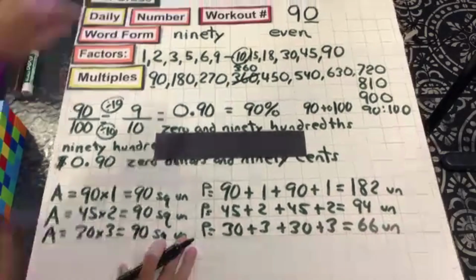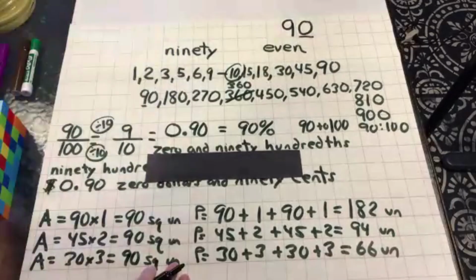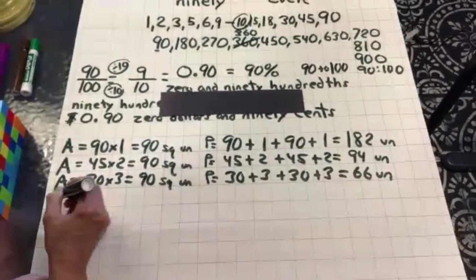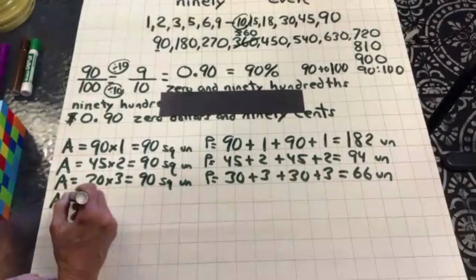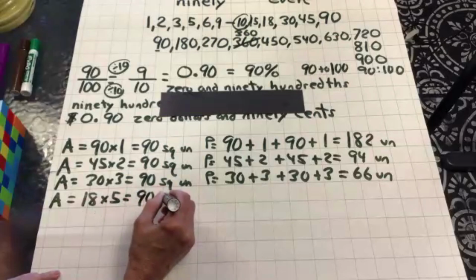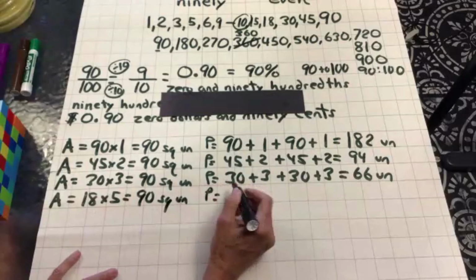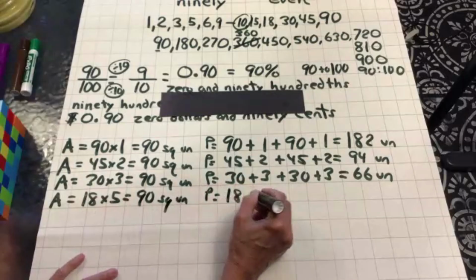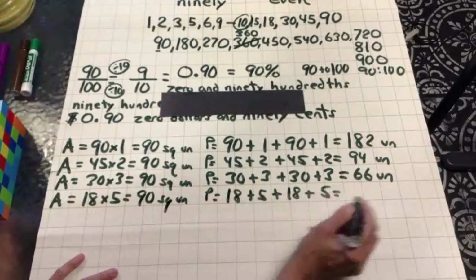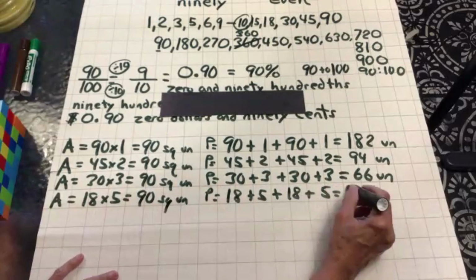Our next way, and I'm going to lose my cards up here. Let me grab them real quick. Our next way is 18 by 5 equals 90 squares. And again, we go around the outside, it would be an 18 plus 5 plus 18 plus 5. Well, 18 plus 18 is 36, plus 10 is 46.